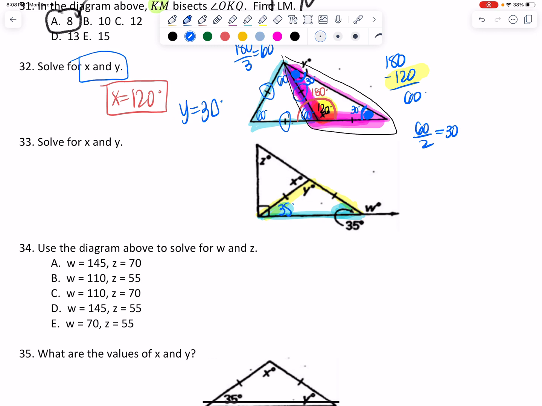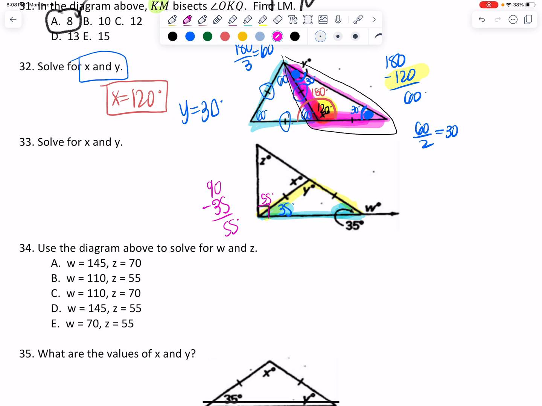Okay. Then I noticed the 90-degree angle happening right here. If this whole thing is 90, that must mean that this smaller angle is going to be 90 minus 35. 90 minus 35 gives me 55 degrees for this angle because those add up to be 90.